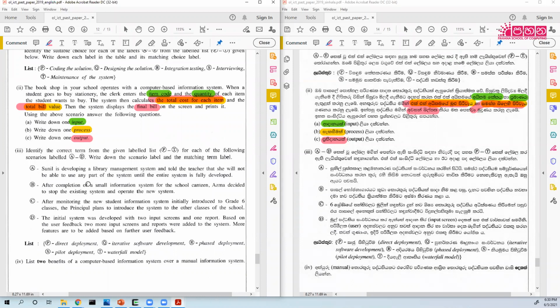Yes. So that means, is it related to direct deployment, iterative software development, phase deployment, pilot deployment, waterfall model?